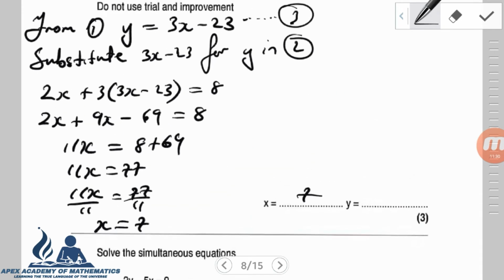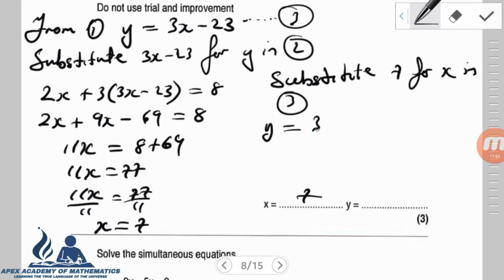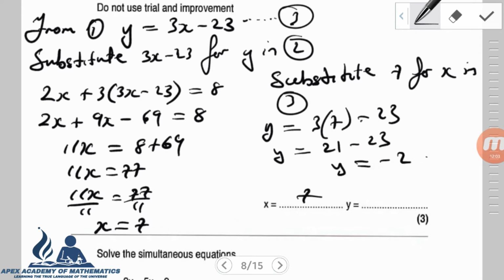Now to wrap this up, I'm just going to substitute 7 for x in equation 3. Remember, this is equation 3. And why? Because I already have y as my subject. So y is equal to 3 times 7 minus 23. So y is equal to 21 minus 23. y is equal to negative 2. Okay. That works out nicely right there, guys.